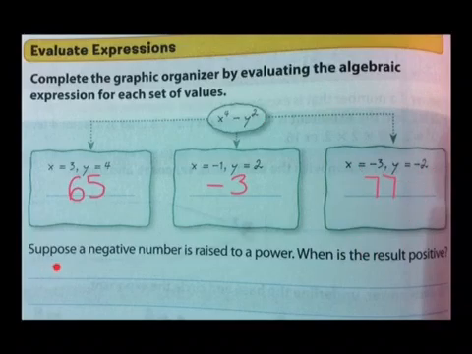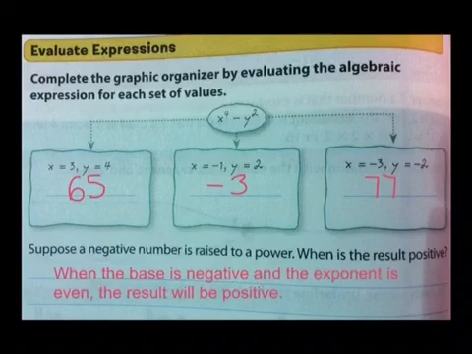Okay, let's see. Suppose a negative number is raised to a power. When is the result positive? Well, as we just said, whenever the exponent, the power it is raised to, is an even power. So when the base is negative and the exponent is an even number, the result will be positive. Please copy that down and star it right there and right there. That's a very important concept. It'll make life easier for you.